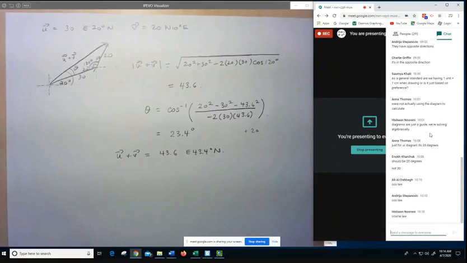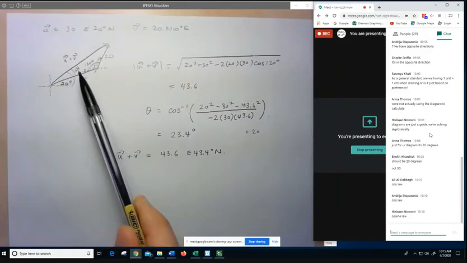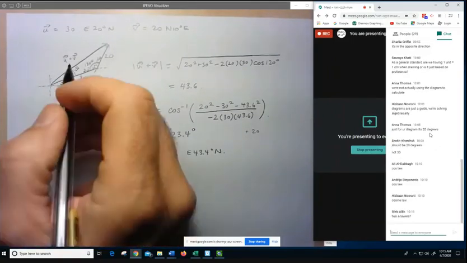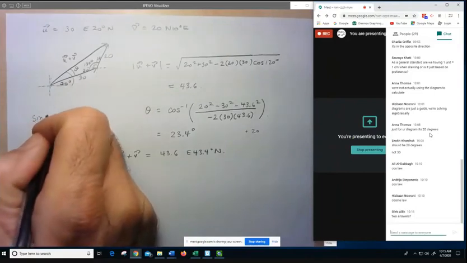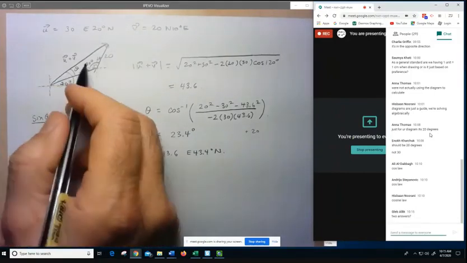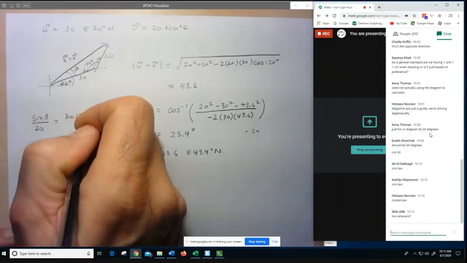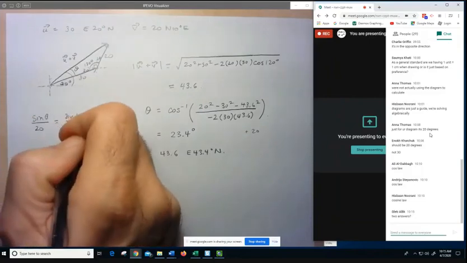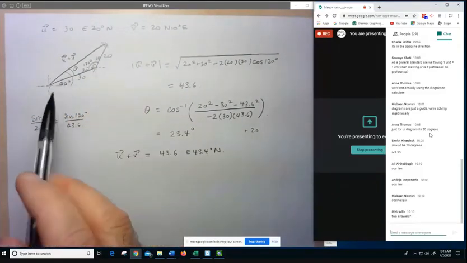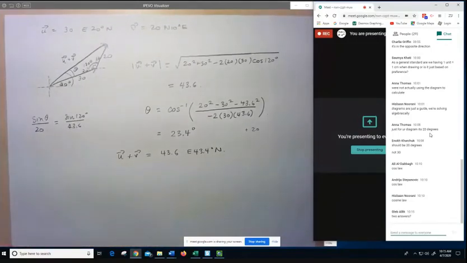So can somebody give me a reasoning as to why I didn't use the sine law? Okay, maybe I'll give you a hint. If I were to use the sine law, let's say I were to write it down: sine of theta over its opposite side 20 is equal to the angle that I know, sine of 120, divided by its opposite side, 43.6. So in other words, I'm using two sides and one angle.